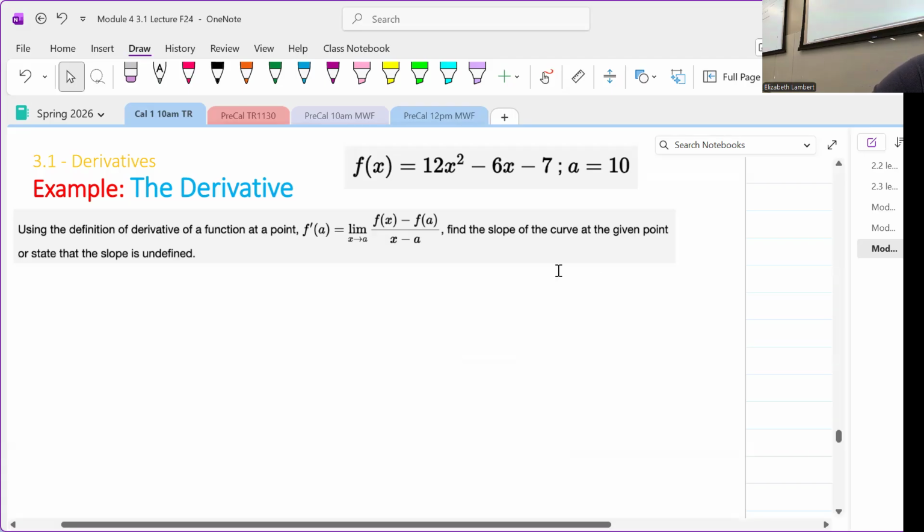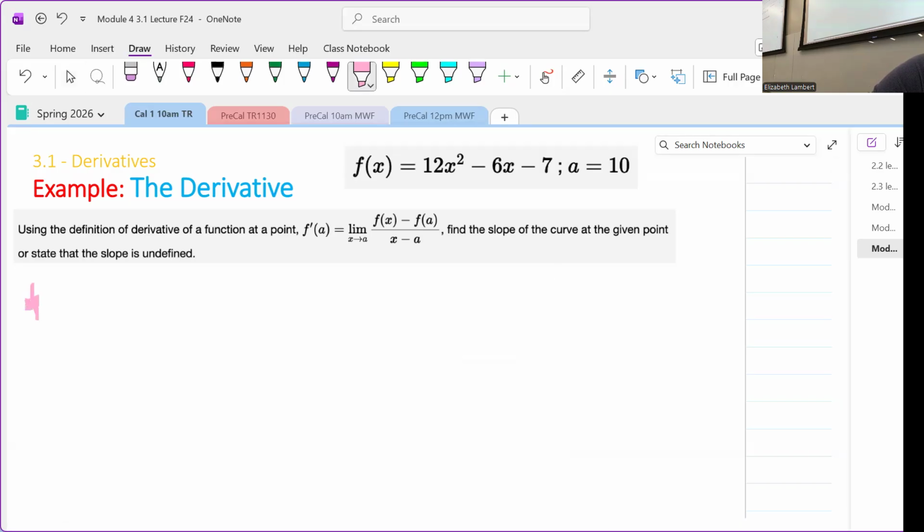All right. Let's go back to a real pen. So f prime of a is the limit as x approaches a, f of x minus f of a over x minus a.